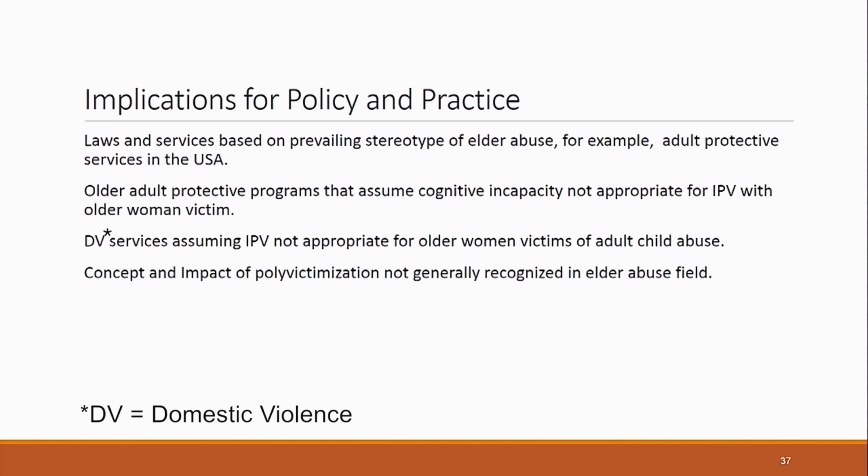And DV services, assuming intimate partner violence, are often not appropriate for older women victims of adult child abuse. The woman is expected to leave the home, to enter a shelter, to keep their location secret in some cases, to participate in programming that's specific to spouse abuse. And older women might own their own homes that they share with maybe an adult child abuser, and why should they leave, in order to be safe, they might feel.